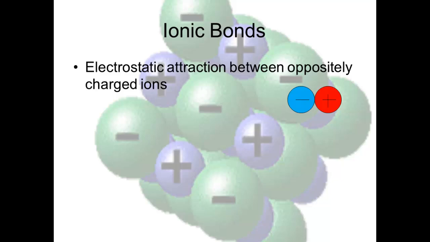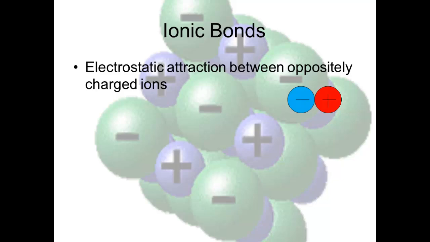Ionic bonds are caused by an electrostatic attraction between oppositely charged ions. What does that mean? What does electrostatic kind of sound like if you switch the order around a little bit? Static electricity. Static electricity is very much the same as an electrostatic attraction.